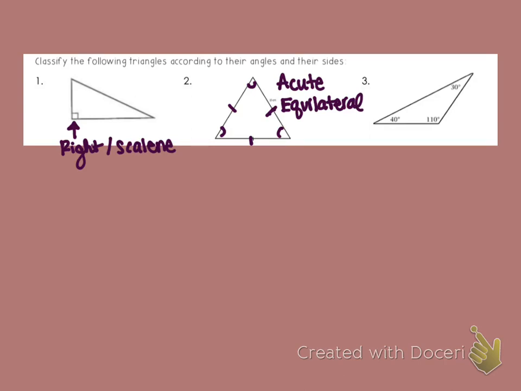I want you to press pause and write down what kind of triangle number 3 is. Press play when you have finished. And you should have gotten that it's an obtuse, because of this angle right here. It's an obtuse scalene triangle.